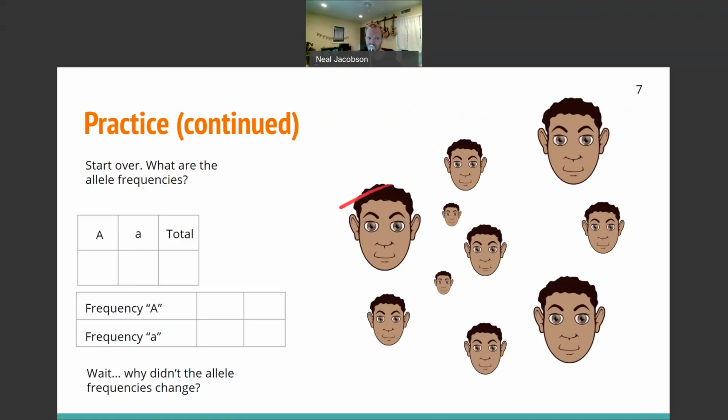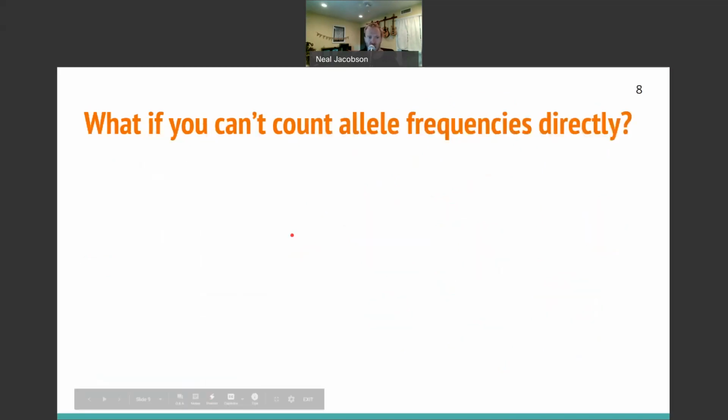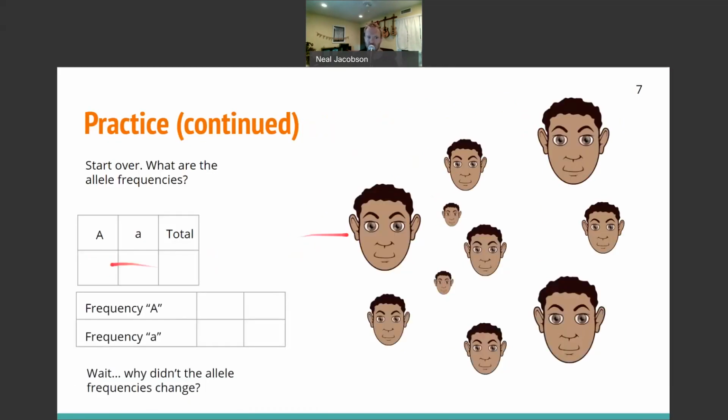That's for the big A, that's 2, 4, 6, 7, 8, 9, 10, 11 of the big A. And then for the little a, I have 2, 4, 5, 6, 7, 8, 9. So 11 and 9 for a total of 20. So 11 divided by 20 is 0.55. And then 9 divided by 20 is 0.45.